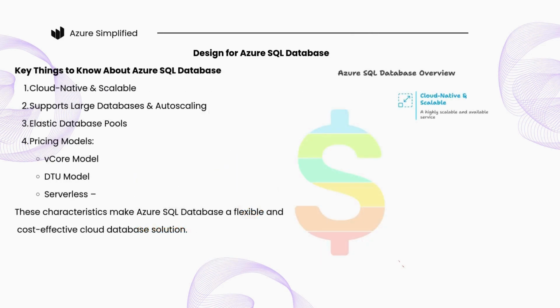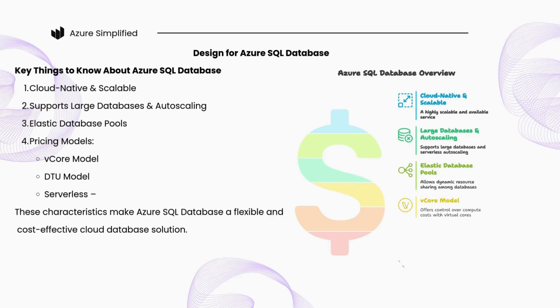Key things to know about Azure SQL Database. Cloud native and scalable, a highly scalable, intelligent relational database service with industry-leading availability. Supports large databases and auto-scaling, the only option supporting large databases, up to 100 terabytes, and auto-scaling, serverless, for unpredictable workloads. Elastic Database Pools enables multiple databases to share compute and storage resources dynamically based on demand.